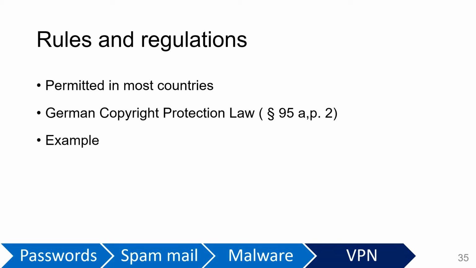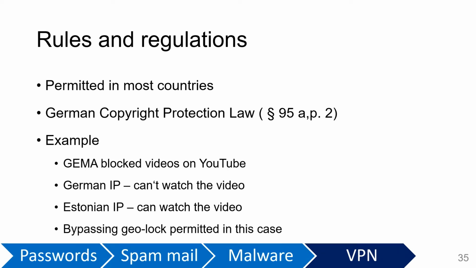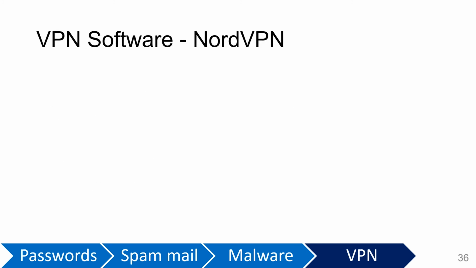To give but one example. In the past, you could not view some YouTube videos because the company GEMA locked this video for copyright reasons. Based on your public IP address, YouTube knows from which country you request access. If you have a German IP address, you couldn't watch the video, but if you had an Estonian IP address, you were able to watch the video. If you use a VPN in this case, it would be legal because YouTube is not the owner of the specific video.